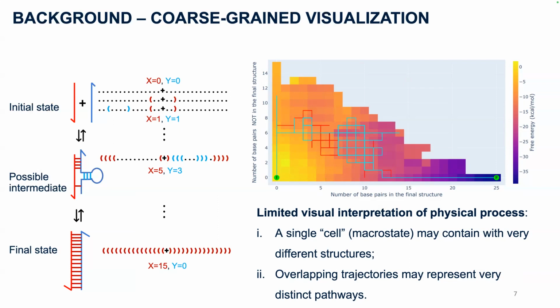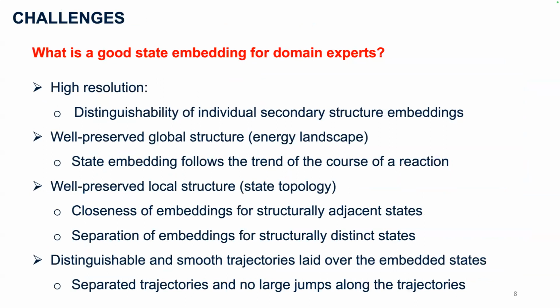First, a single cell may contain states with different structures, which makes the interpretation very difficult. Second, the laid-out trajectories overlap and are unable to be distinguished, which is not good. Overall, the coarse-grained method seems not an ideal option for visualizing the reactions. So now we should ask, what is a good visualization, or what is a good embedding for domain experts?